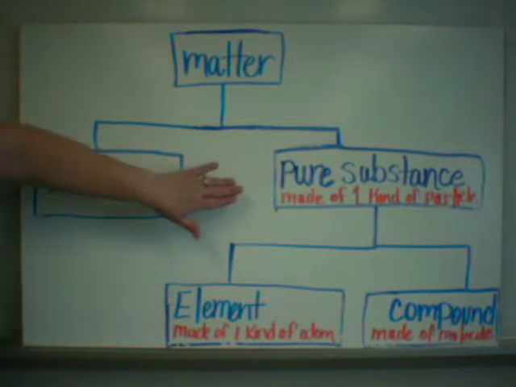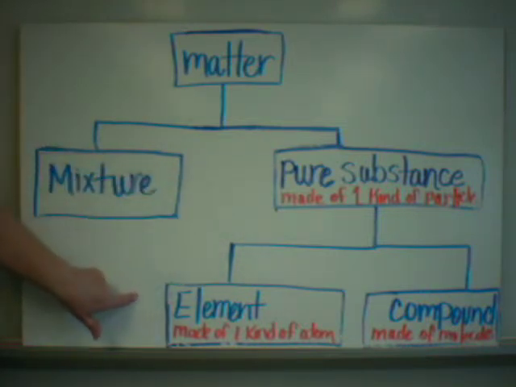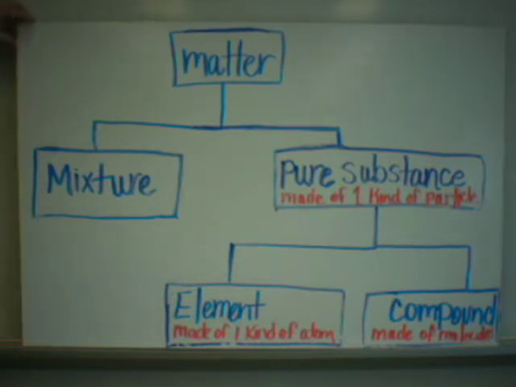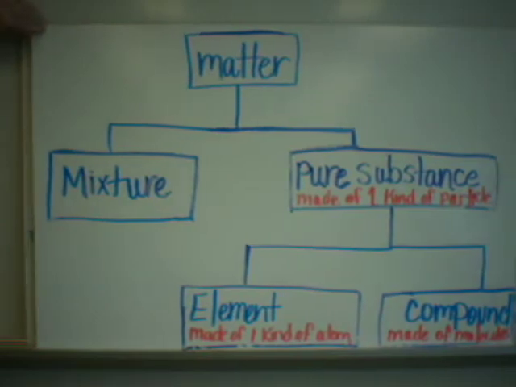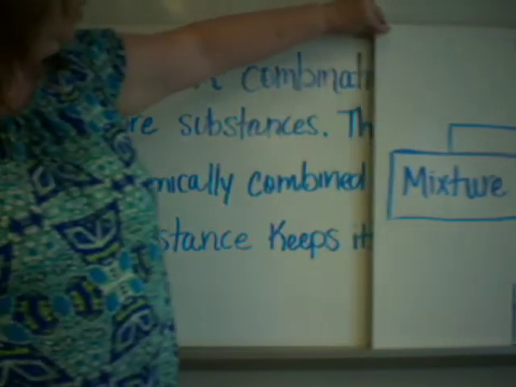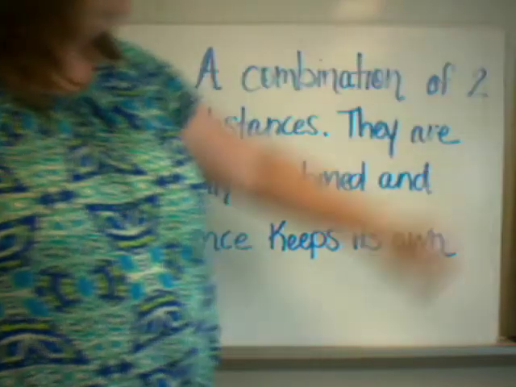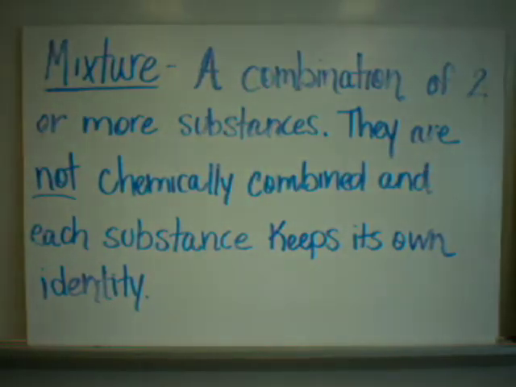Pure substances can either be elements or compounds. So we're going to have this up here, and you can go ahead and fill this in on your flow chart, but let's get some definitions down. Let's start with a mixture. If matter is a mixture, it's going to be a combination of two or more substances. They're not going to be chemically combined, and the substances will keep their own identity. That is what a mixture is.